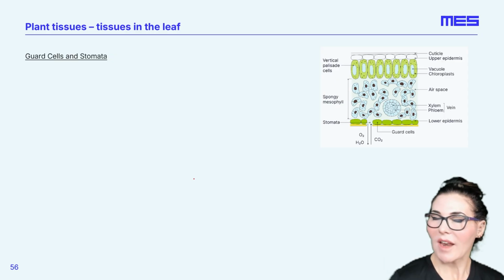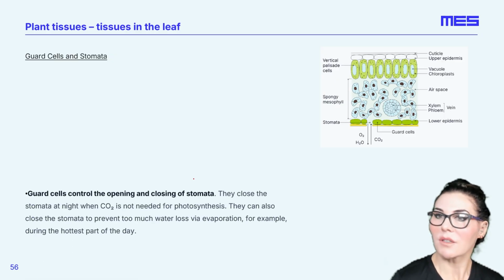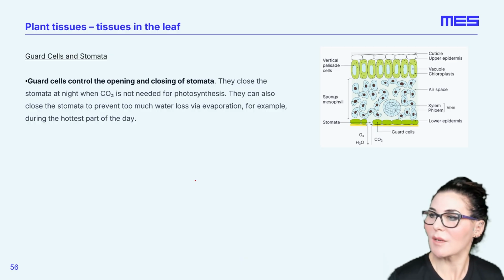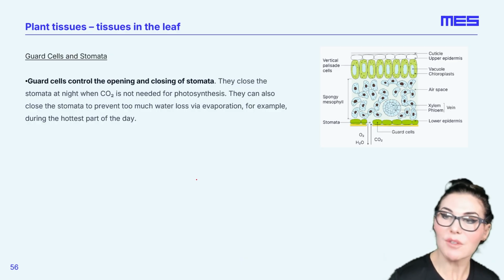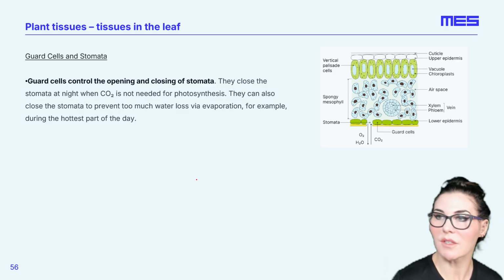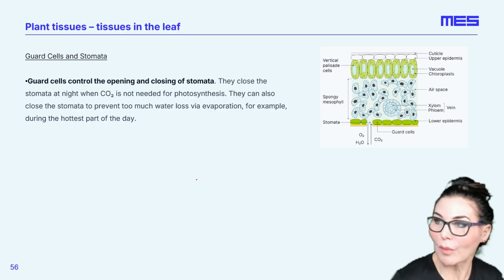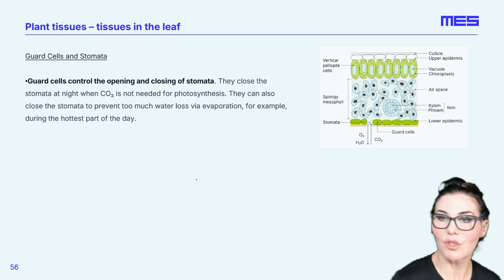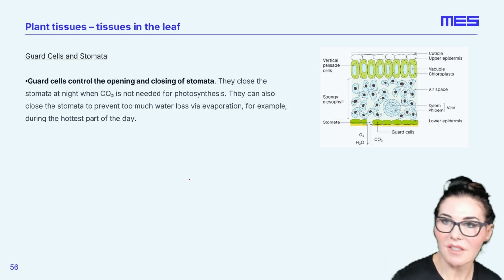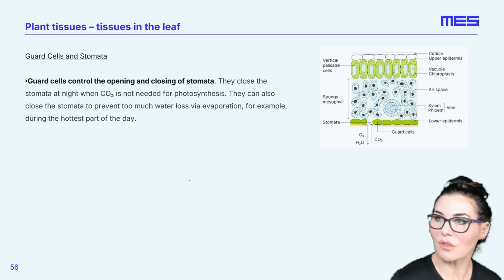Let's have a close look then at the guard cells and the stomata. Now, the guard cells, as I said before, can change shape. They have to be able to change shape in order for the stomata to either be open or closed. Generally speaking, in a normal environmental situation where conditions are stable, plants will have open stomata during the daylight so that photosynthesis can happen, because they need carbon dioxide to enter the leaf and they need oxygen to leave the leaf as well. The guard cells will therefore be in the right shape in order to open that pore.